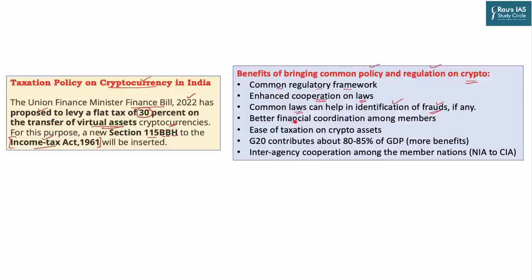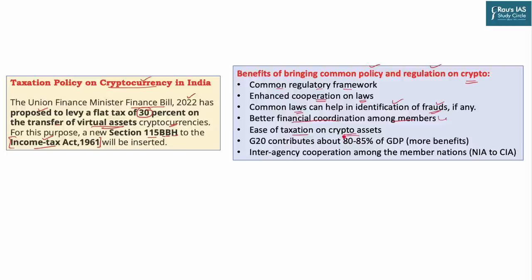There will be better financial coordination among the members because they have the same rules. So whether you talk about the Reserve Bank of India, the Bank of Japan, the Bank of England or any other bank, there will be more financial coordination and ease of coordination. It will provide ease of taxation of cryptocurrencies because once the laws are the same, taxation would be equalized.